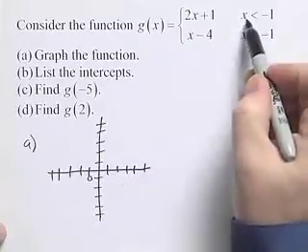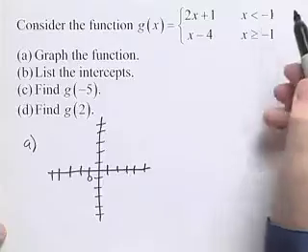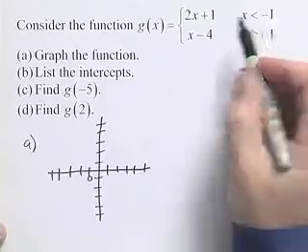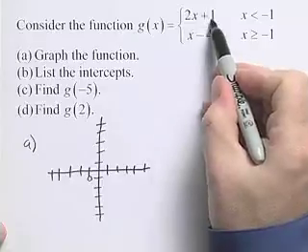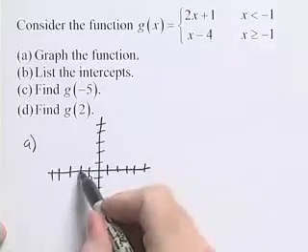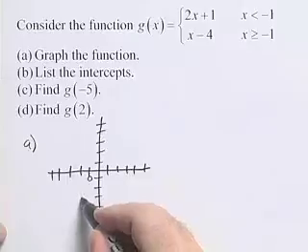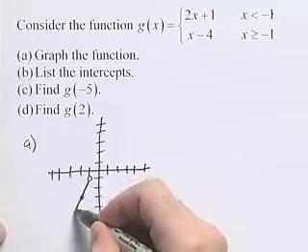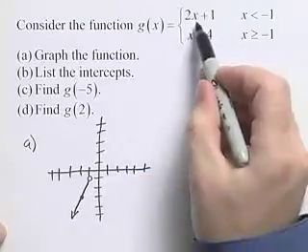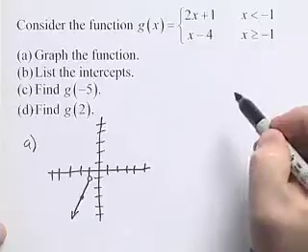We need to pick another value for x, but make sure it's less than negative 1, so we might try negative 2. If we put in negative 2, negative 2 times 2 is negative 4, plus 1 is negative 3. So at negative 2, we'd go down to negative 3. Here we use a dot, or filled in circle, and then we go ahead and connect those. And that's the graph of 2x plus 1 for x less than negative 1.